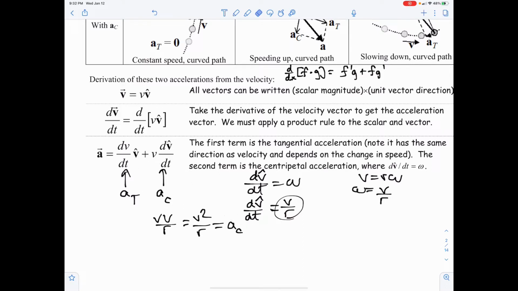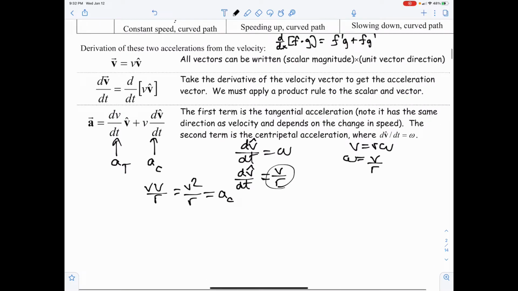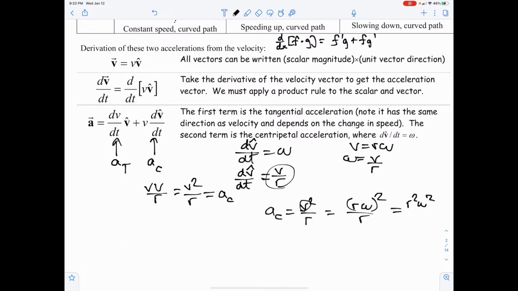Now we can write centripetal acceleration a couple ways. Just recall, we can write it this way. This is the way we wrote it when we were dealing with uniform circular motion in Newton's laws and dynamics. But we can write it in terms of omega as well. We know that v is r times omega. So if we square r times omega, we get r squared omega squared over r, and one of those r's cancels. So centripetal acceleration can also be written as omega squared times r.